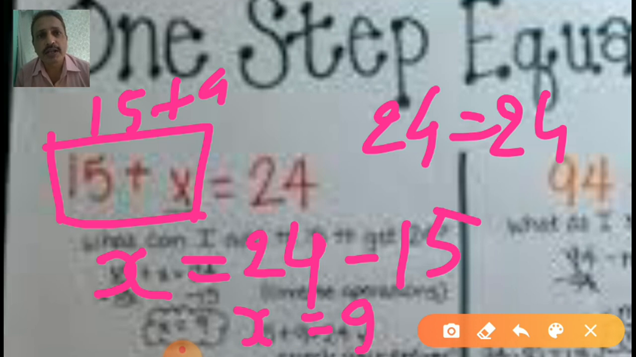Suppose by mistake a student wrote a wrong answer, and in place of 9 he wrote 8. Then he can check it. 15 plus 8 is equal to 23, and on the right side what is there? 24. Is it equal? No, this is not equal. That means your answer is not right. So in this way also you can check your answer. Okay, this is the solution.